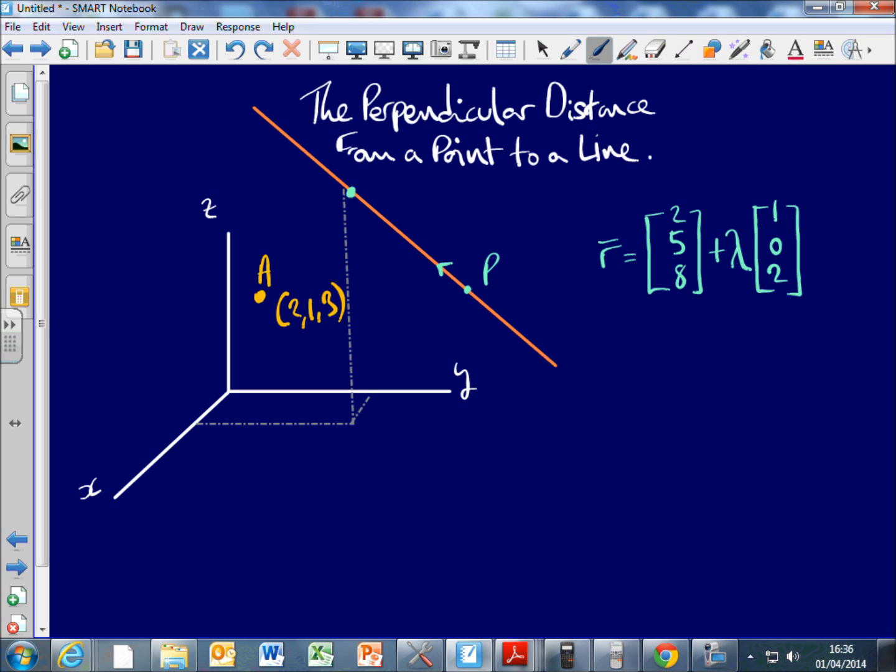Okay, and what we're saying is that when point P is as close to A as possible, then the vector A to P, and let's draw that on like that. So that's the line for the vector A to P.